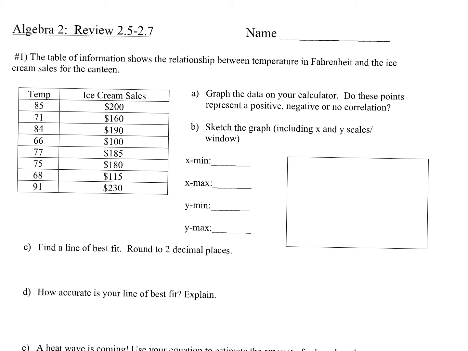Okay, and then while you're on this screen, it's beneficial. If you look, it says in letter D, how accurate is your line of best fit? How do we determine how accurate it is? R. Your R right now is 0.95.